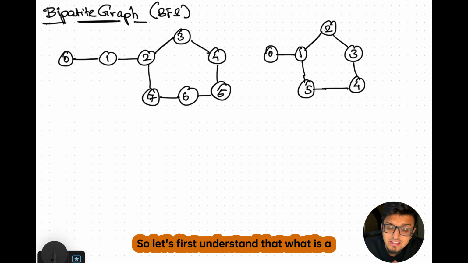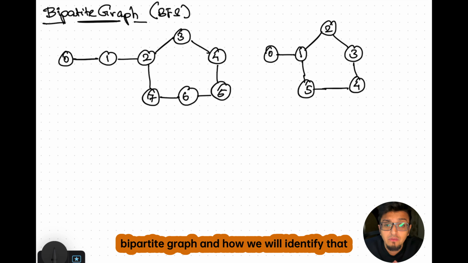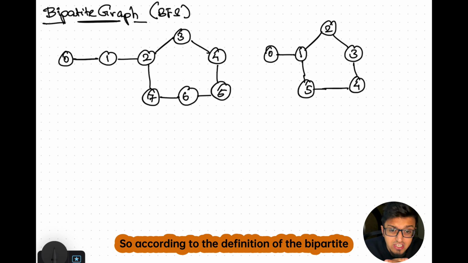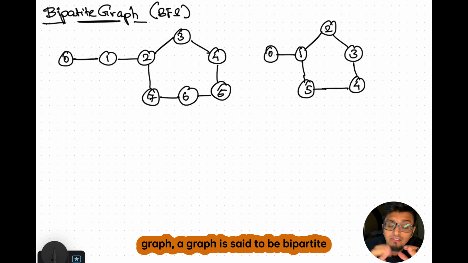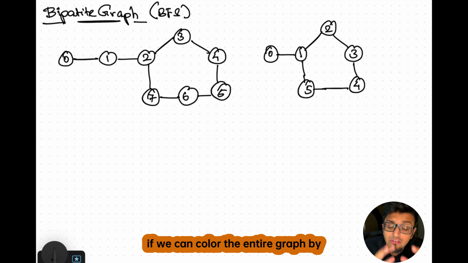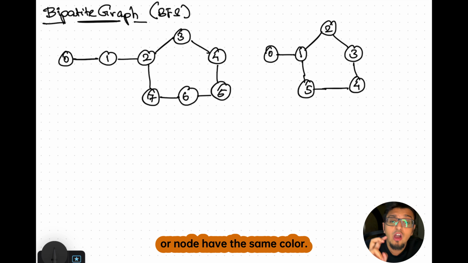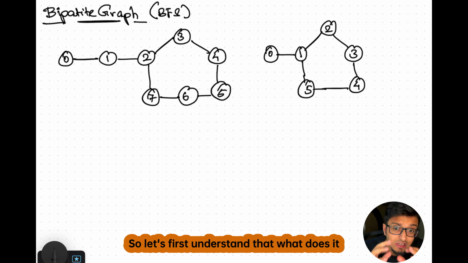So let's first understand what a bipartite graph is and how we will identify whether a graph is bipartite or not. According to the definition of the bipartite graph, a graph is said to be bipartite if we can color the entire graph with two colors such that no two adjacent vertices or nodes have the same color. So let's first understand what that actually means.